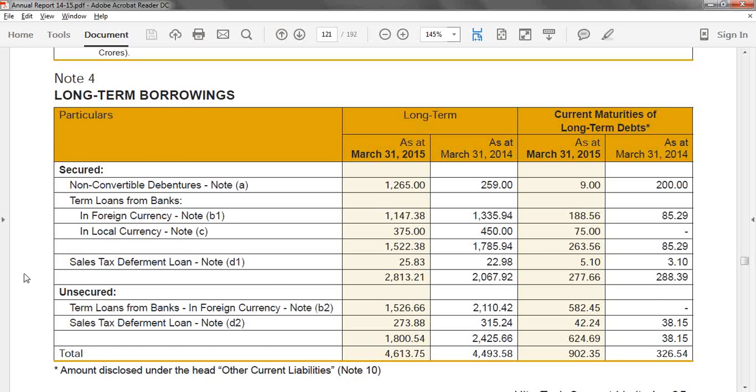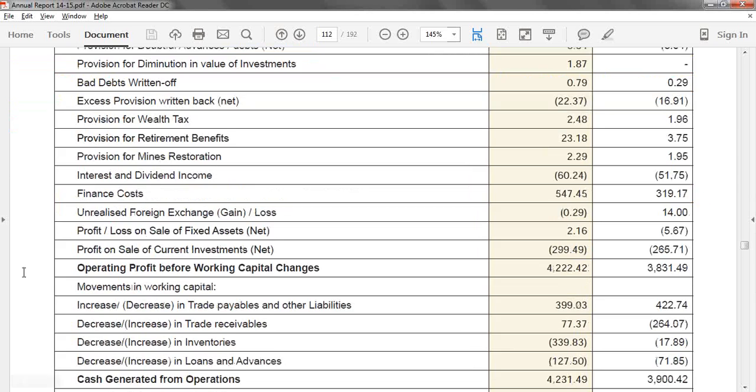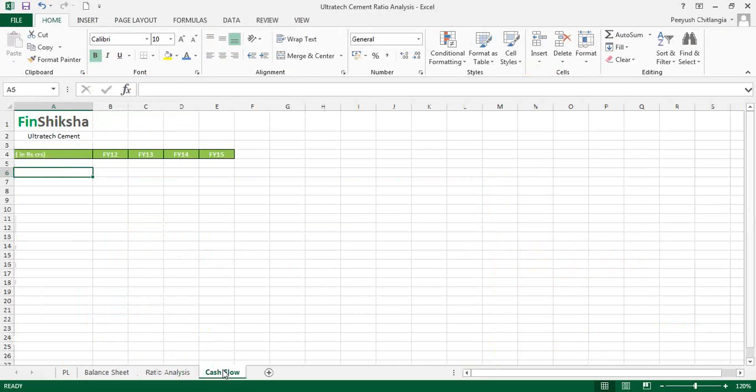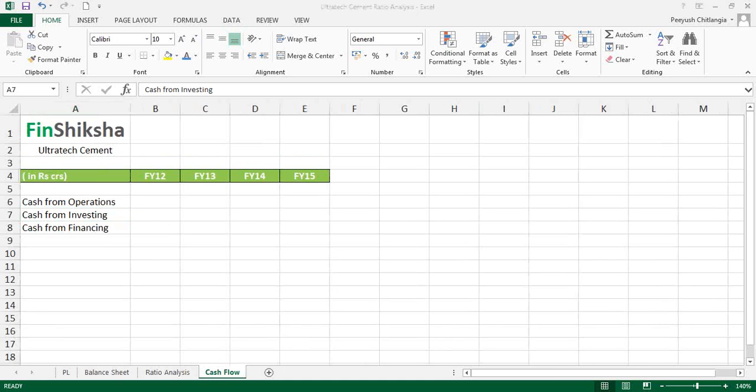Let's quickly go back and put in the cash flow numbers as well. All we are required to do is put in on the cash flow sheet cash from operations, cash from investing, and cash from financing. All we need is these three headers just to try and gauge what the company is doing. Where do we find this?